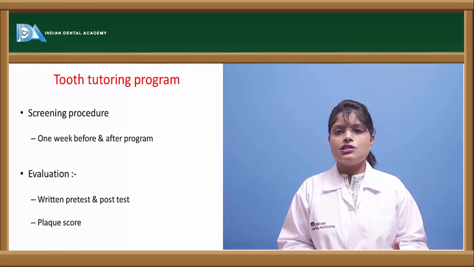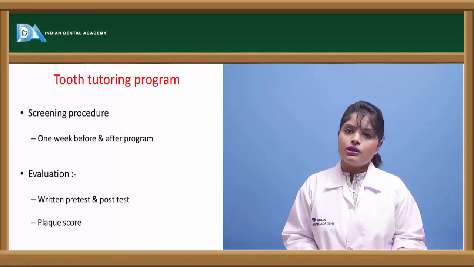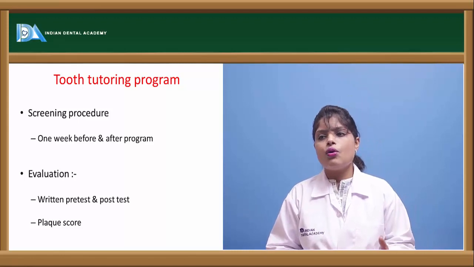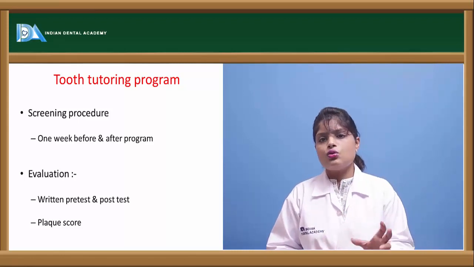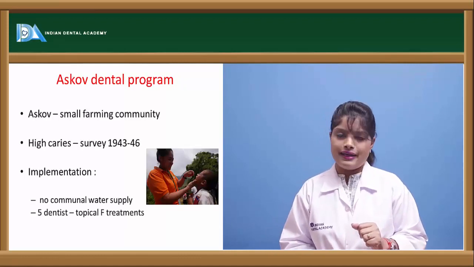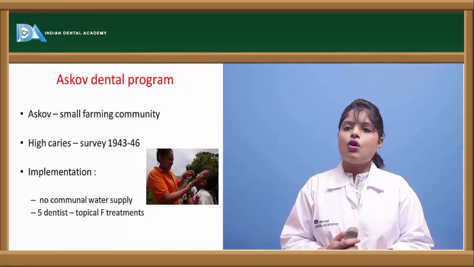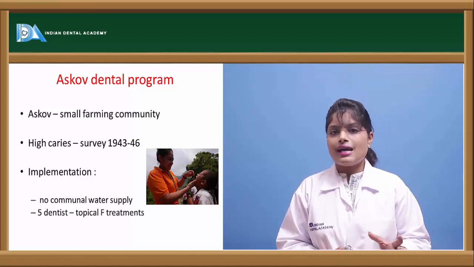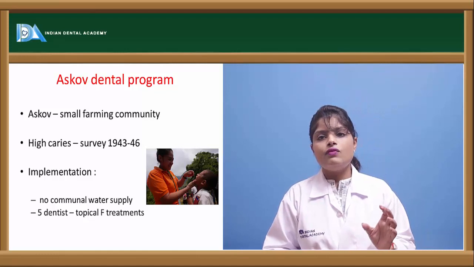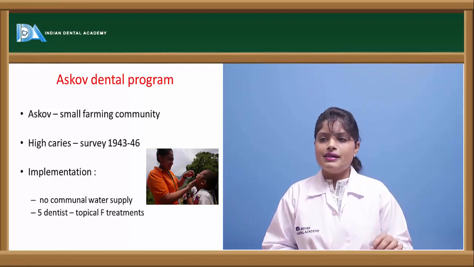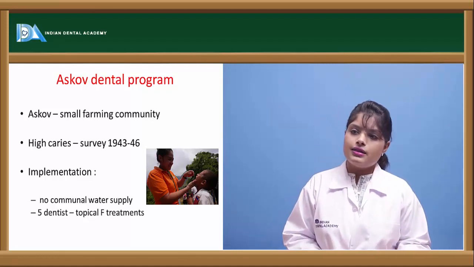The screening procedure is done 1 week before the program and 1 week after the program, and a written pre-test and post-test score is maintained for the students, and the plaque score is also maintained. Then comes the ASCOP dental program. The ASCOP was a farming society in which there was a high level of dental caries. There was no water fluoridation, but the implementation of proper topical fluoride application was done in such society.